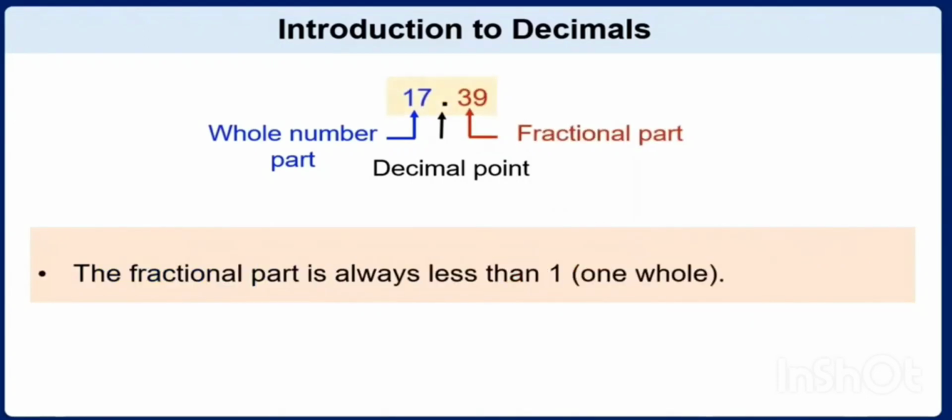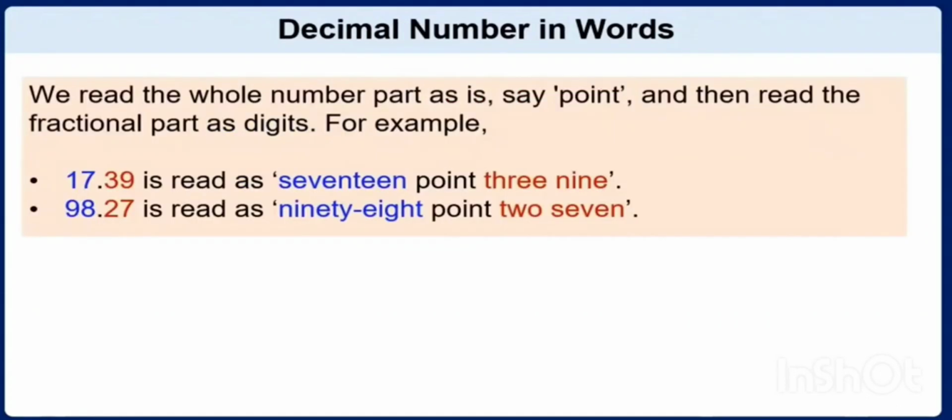The fractional part is always less than 1. We read the whole number part as is, say point, and then read the fractional part as digits. For example, the first number given is read as 17.39 and the second number is read as 98.27.